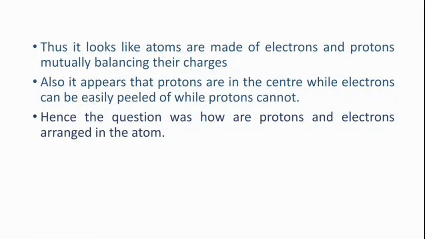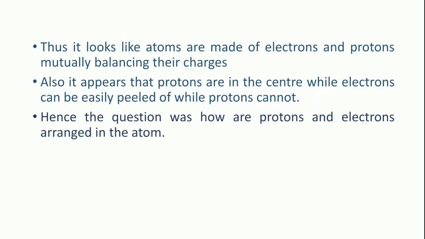Thus, it looks like atoms are made up of electrons and protons mutually balancing their charges. Also, it appears that protons are in the center while electrons can be easily peeled off while protons cannot. Hence, the question was, how are protons and electrons arranged in the atom? Very good. So what did you understand, Aishwarya?